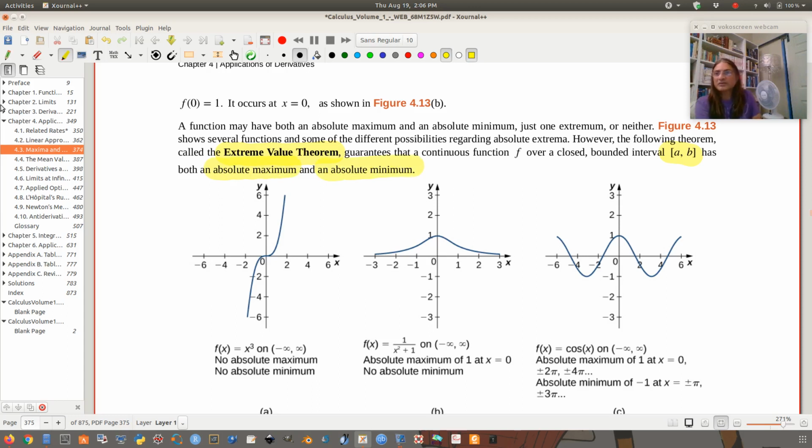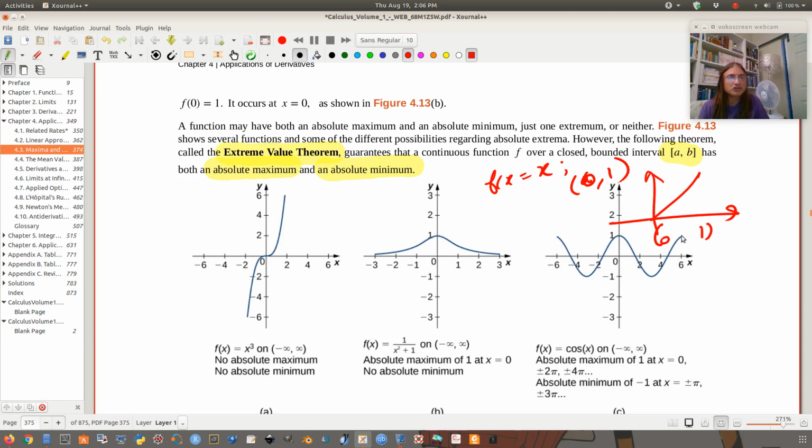Something interesting is, for example, if I give you a function f(x) equals x, and the domain is the open interval (0, 1). Obviously the function looks like this. What is the maximum value of the function obtained on its domain? You'll say 1. But 1 is not in the domain of the function, it's the open interval. So it has no maximum value in the domain.